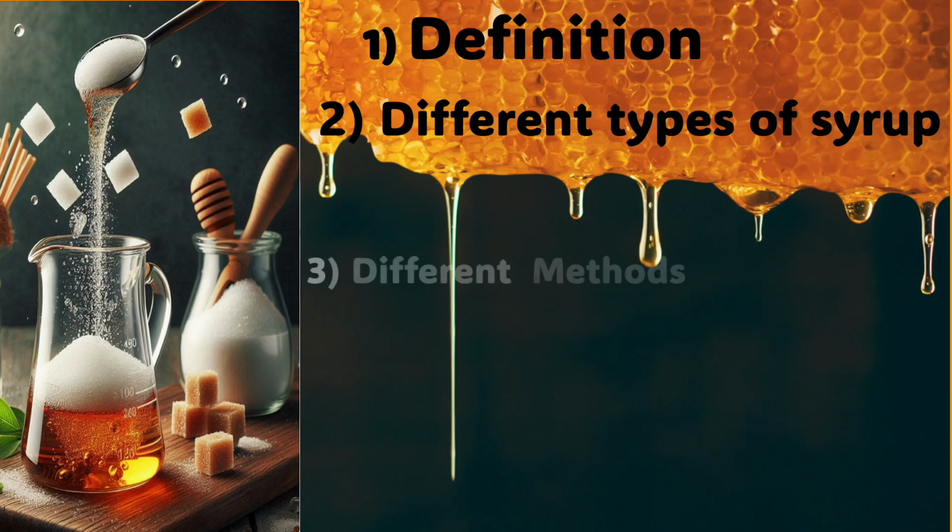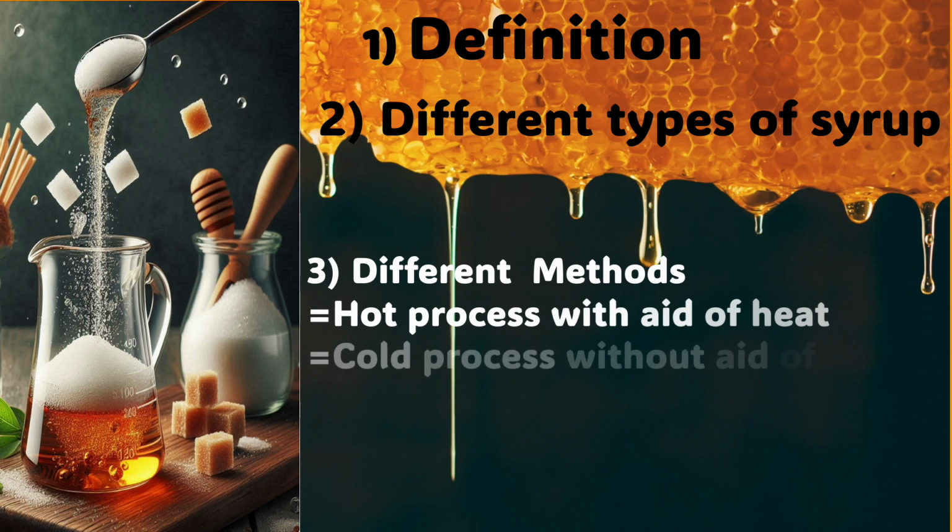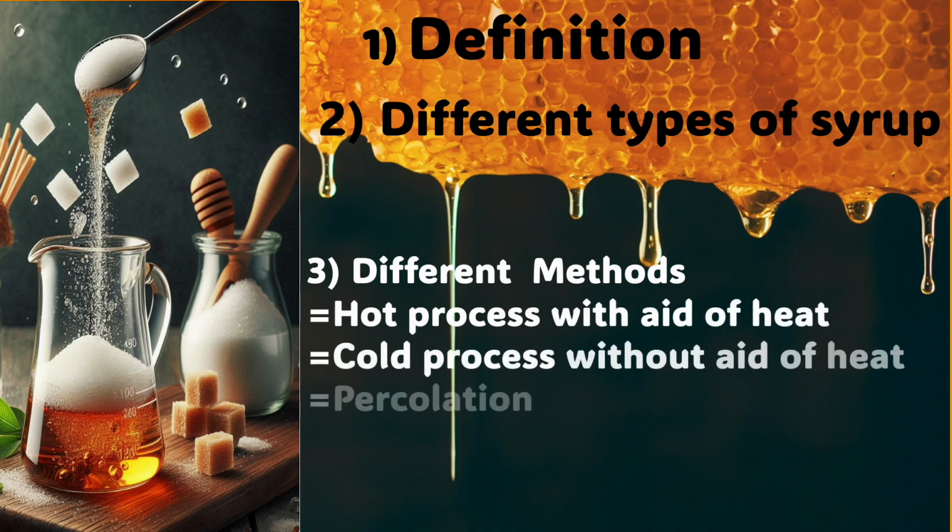Next, which are the different methods of preparation of syrup? So basically, how you cook syrup in the lab. You have the hot process, with the aid of heat, where you use heat to dissolve the sugar. The cold process, that is without the aid of heat, where with stirring you dissolve the sugar into water. And then you have the percolation process, that is like syrup espresso.